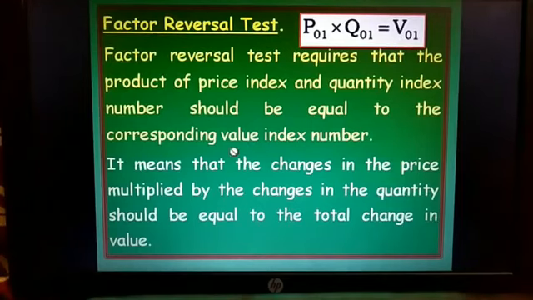In that context, this second paragraph has been given. Either the first paragraph or the second paragraph, whatever is given, any one of these you can use to refer to factor reversal test.